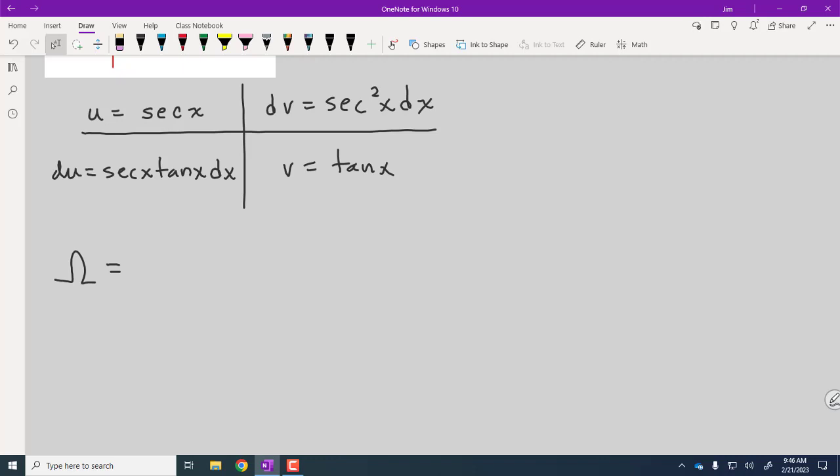So uv, that's the main diagonal right there. So secant tangent. There's uv. Minus the integral of v du. So minus the integral of voodoo. Bottom row, voodoo. That's going to be secant times tangent squared. Okay, so now we have an integral with powers of secant and tangent.